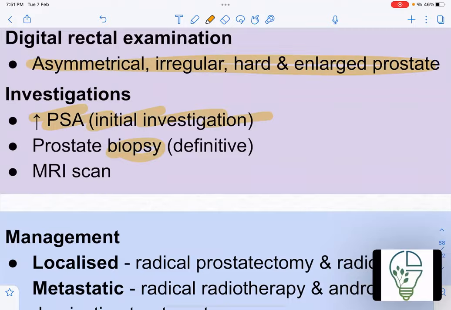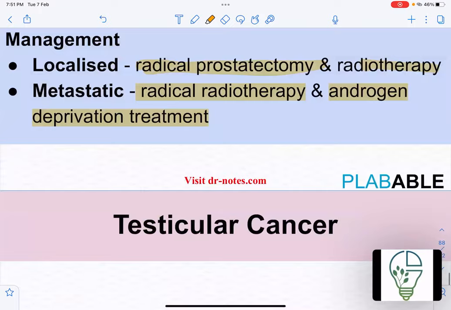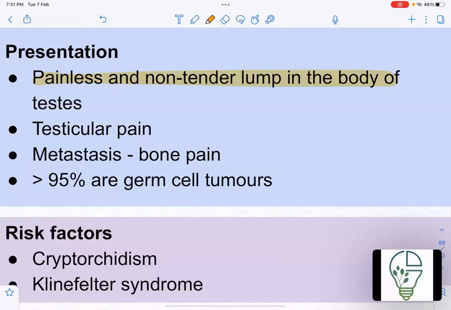Management, if it's localized, we do a radical prostatectomy and radiotherapy. If it's already metastatic, no point really doing a prostatectomy. So we just go with radical radiotherapy and hormonal therapy, which is androgen deprivation therapy treatment. Last one, testicular cancer: painless and non-tender lump in the body of the testis.